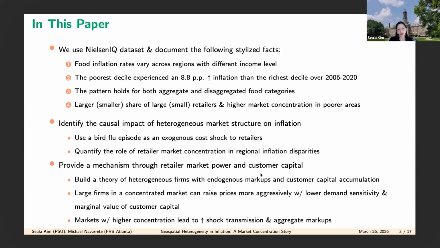And then lastly, we try to provide a mechanism by building a model of firms with endogenous markups and customer capital accumulation. Here we find that large firms in a very concentrated area can raise prices more aggressively by facing lower demand sensitivity and lower marginal value of retaining or attaining customer capital. So this can be a mechanism to account for this pattern, which is based on retailer market power and customer capital. Both are related to the retailer's market share.